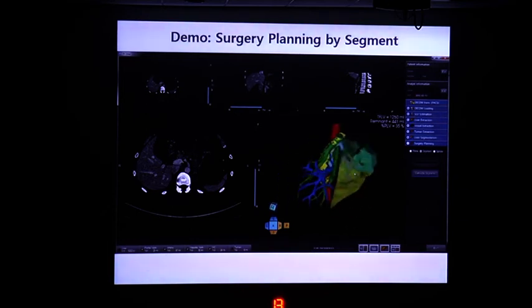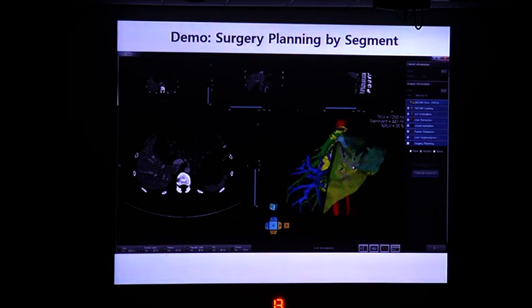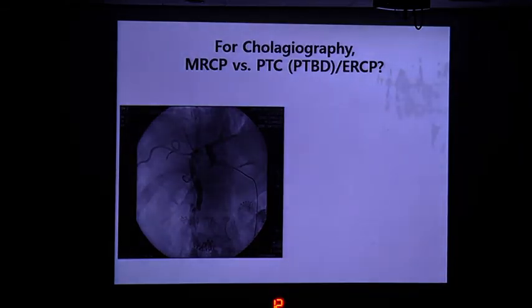So this program we invented last year, and you know that many other volumetric probes are so expensive, but this is not so expensive. And then move to the cholangiography.